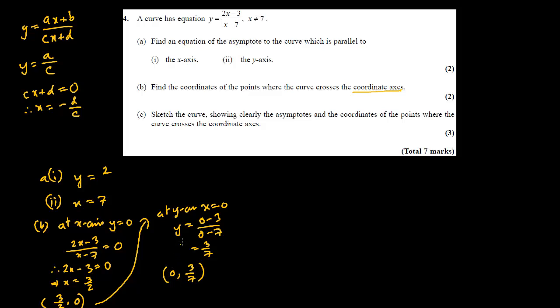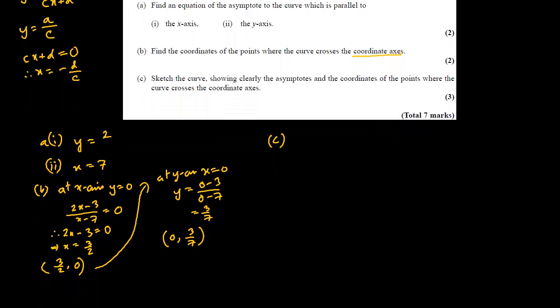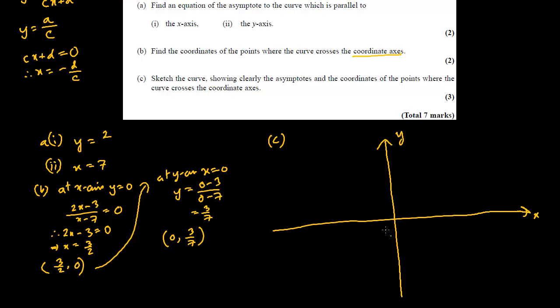Now we have to do the sketch. Question number C. Make sure the sketch is pretty big and it's at least half the page. This is very important because it carries quite a number of marks. I'm going to sketch it over here in this space. I'll try to see whether I have enough space. So I'm going to sketch it over here. So this is going to be first the y-axis, then the x-axis, and then the origin.